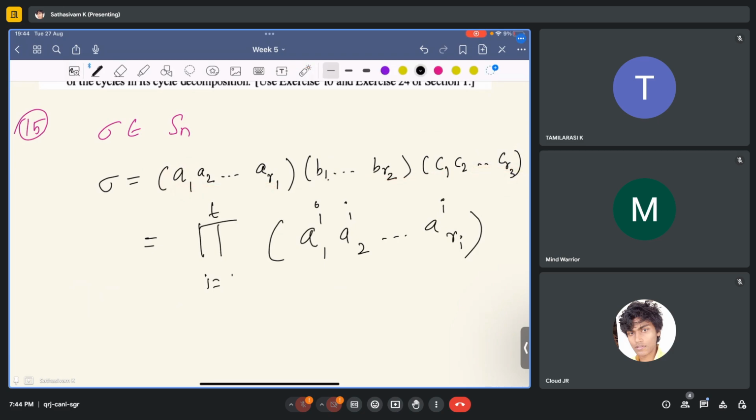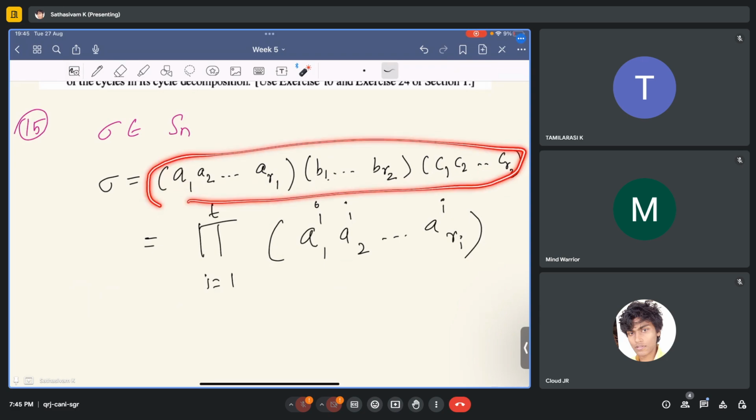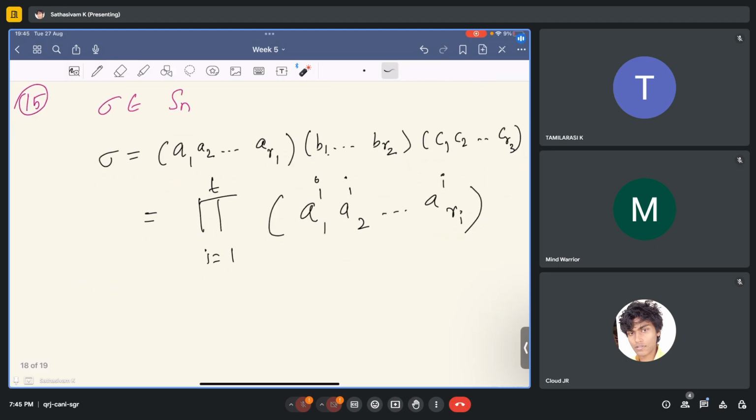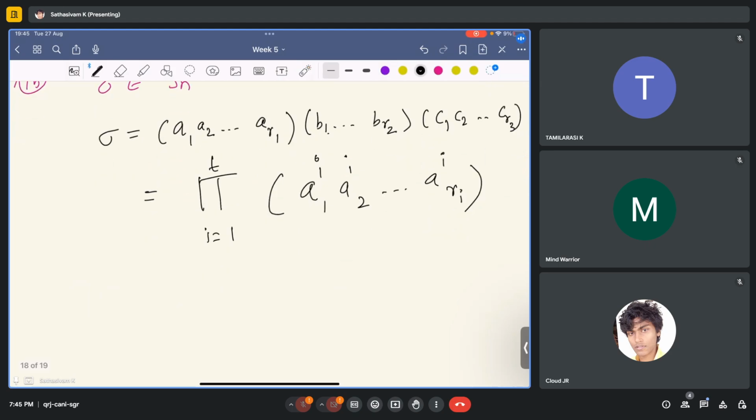Okay. So you have to write something like this, but I don't want to use this kind of notation. So let's just stick with 3 cycles for now. We just try to prove only for 3 different cycles. It can be anything. The proof goes the same, but you just have to use this notation and do exactly the same. So what we claim is the order of sigma is nothing but LCM of R1, R2, R3. Okay. So this is what we are claiming.